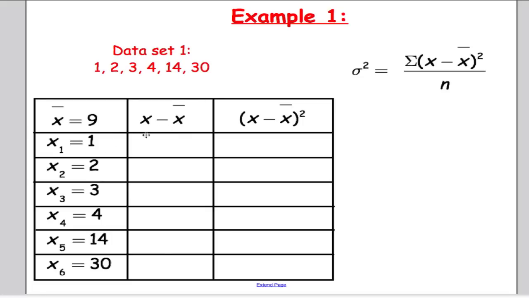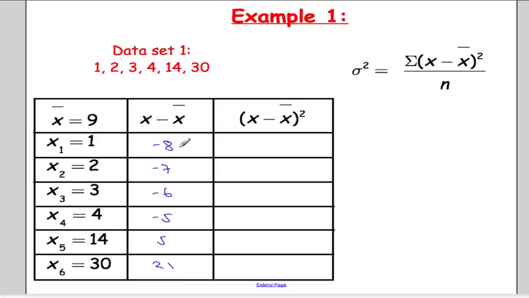So first of all, I'm going to work out what x minus x bar is for each one. So x is 1 in this case, and x bar is 9. 1 take away 9 is negative 8. So do the same for the next one. 2 take away 9 is negative 7. 3 take away 9, negative 6. 4 take away 9, negative 5. And 14 take away 9 is 5. 30 take away 9 is 21.